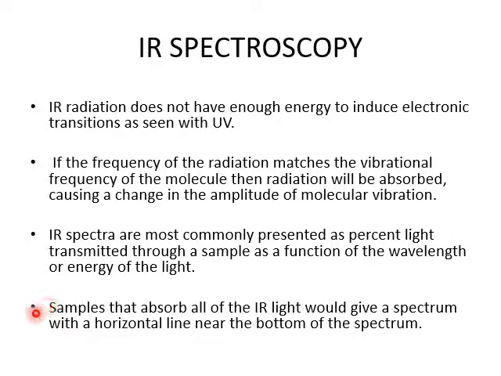So it's sort of like colors. Black absorbs all the light, right? Therefore, if you had some sort of system that will tell you which ones are not being absorbed by black, you wouldn't see anything. So the samples that absorb all of the IR light will give a spectrum with a horizontal line near the bottom of the spectrum, because there's nothing that is being transmitted through the sample.